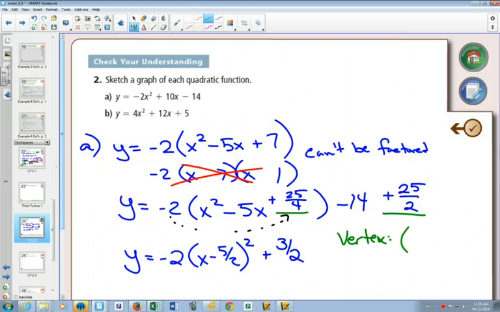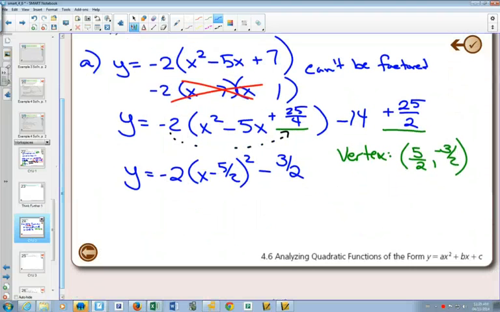What would our vertex be? Yes, thank you very much. Because I'd have negative 28 over 2 plus 25 over 2 minus 3 over 2. Our vertex will be positive 5 over 2, comma, negative 3 over 2.